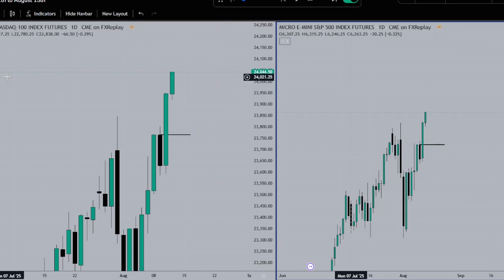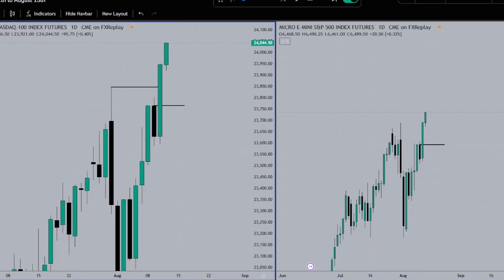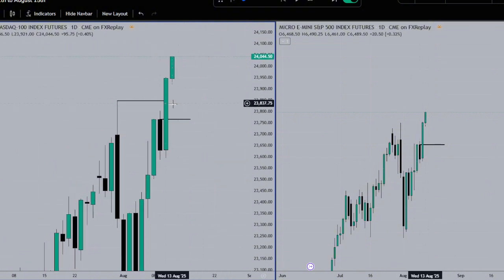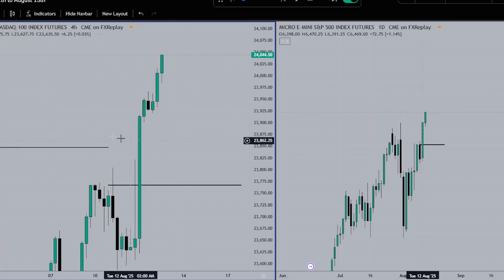Propulsion block right here. We swept out the weekly external as well. That's a significant liquidity sweep. And yeah, so pretty much just looking at this for now. We can go down to the lower time frame. So what do we have here? We have a beautiful 4 hour fair value gap here.